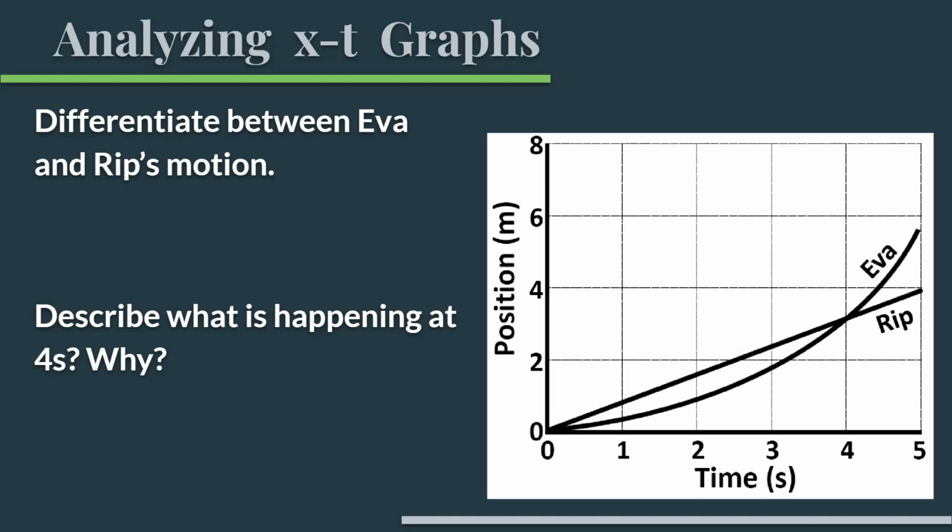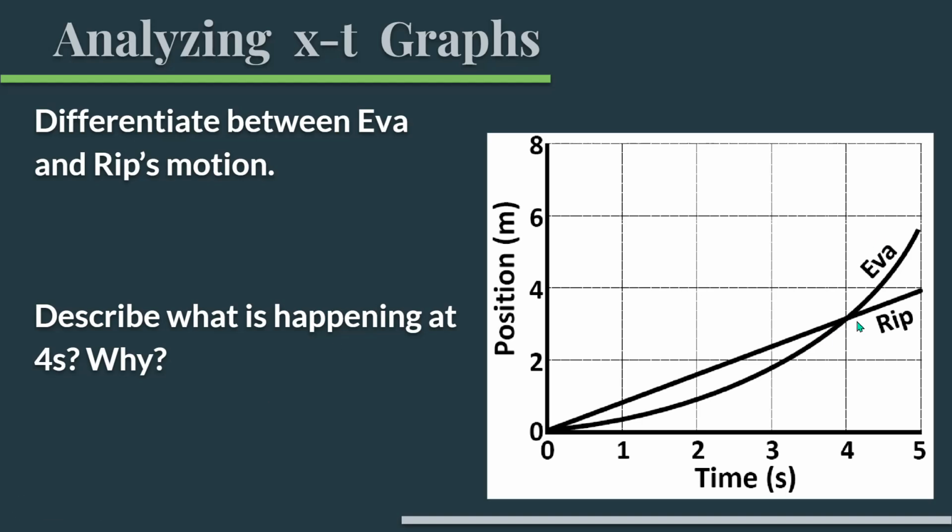So let's see. Brant, what do you think is the difference between their motion? Rip is going at a constant speed and Ava's accelerating. Perfect. Rip is going at a constant speed, Ava's accelerating. I know that because Rip has a straight line slope and Ava's is a curve. So we know that that is true about their motion. What happens at 4 seconds, Kate? Their position is the same, but Ava's passing him. There you go. She was behind him. They're at the same spot, so she's passing him in that moment.